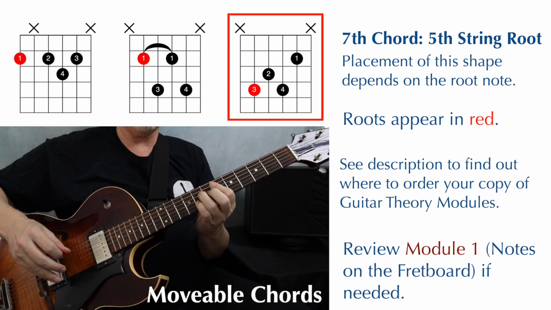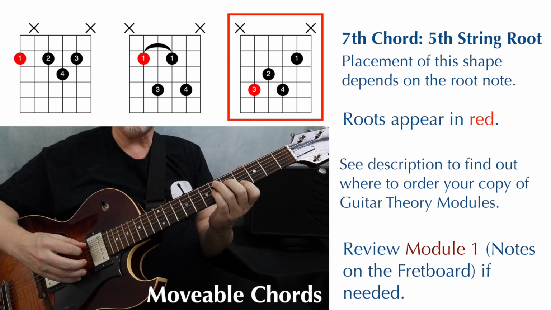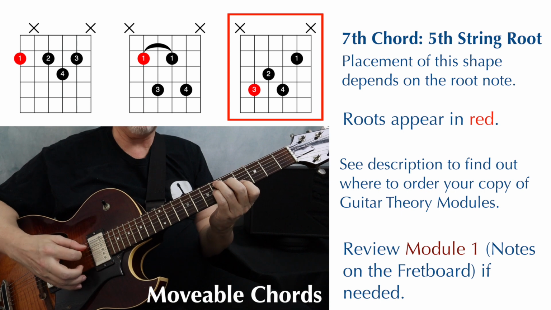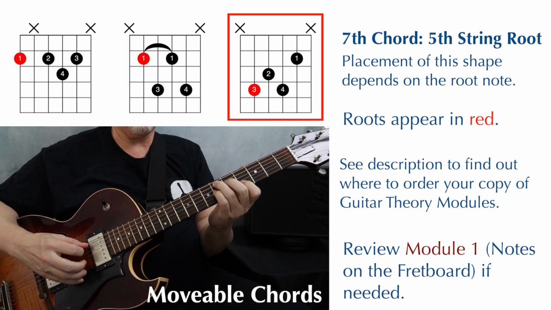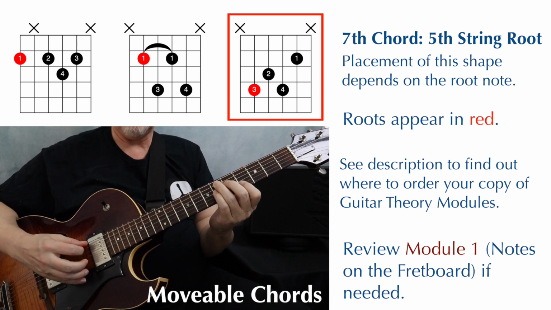And another dominant 7 shape you can play with the root on the 5th string. This one's shaped exactly like a C7, except you're only playing the middle 4 strings, so you have a movable shape. This is fingers 3, 2, 4, and 1.